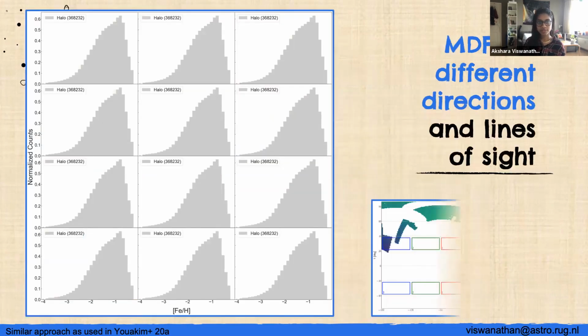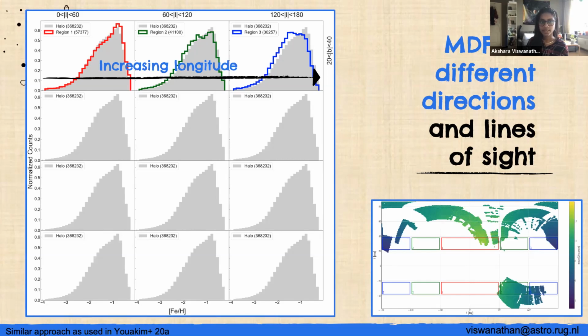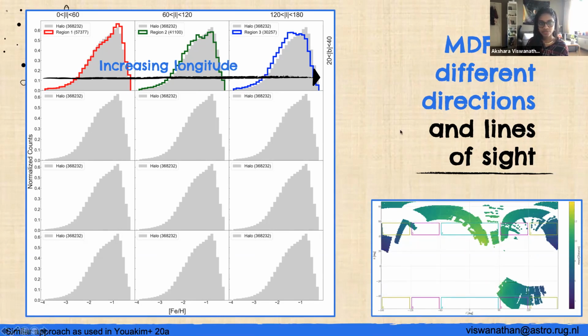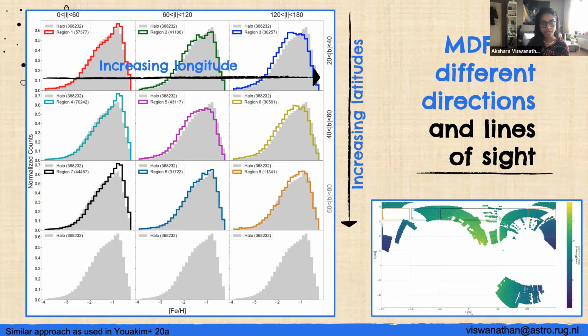As a result of this, in the latitude region, absolute latitude between 20 and 40, at increasing longitudes, this is the metallicity distribution. We can see that the peak of the metallicity distribution shifts to a little bit more metal poor end. In this plot, that means that the peak shifts to more metal poor end towards the anti-center. And I continued this for different longitudes and latitude regions, and we see very similar results for higher latitudes.